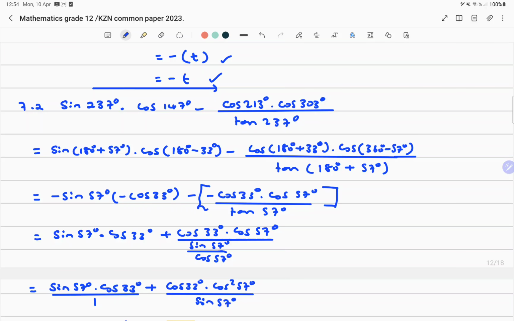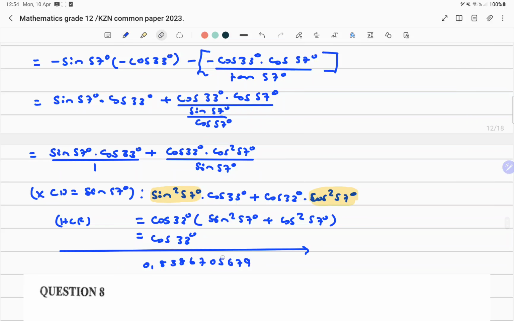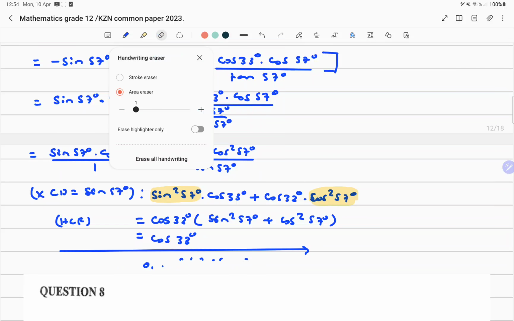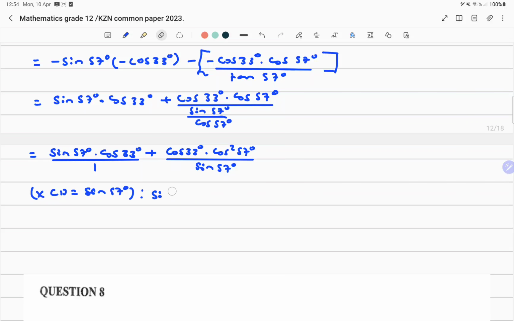Oh, yes. The problem is here. Okay, let's fix it. The problem is right over here. Remember, when you're dealing with these kinds of problems where you don't just multiply by an LCD, but you take it out, you take it out. So what this means is when we take out the common denominator, this is going to be over sine 57 degrees. So that's where the problem was.